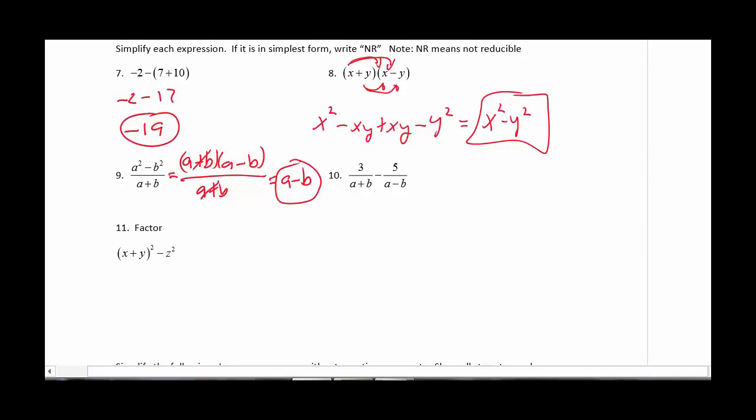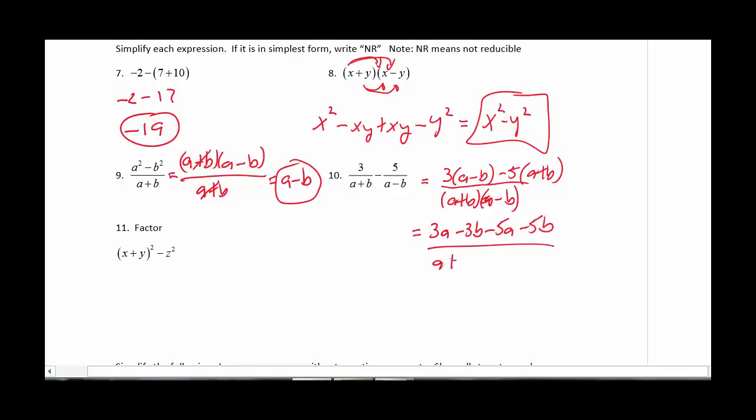And then the last one is using our fraction rules. So our common denominator would be a plus b times a minus b. The first fraction, that 3, was missing the a minus b in the common denominator. And the second fraction was missing the a plus b, so that's what I'm going to multiply by. And then I just need to simplify from here. So that works out to be 3a minus 3b minus 5a minus 5b, still over a plus b and a minus b.